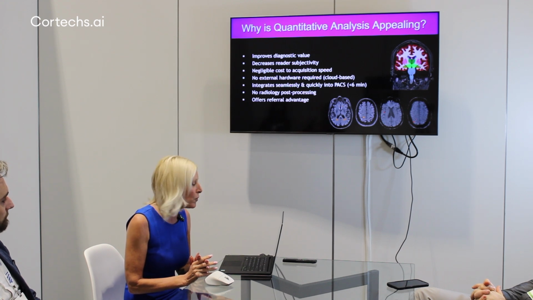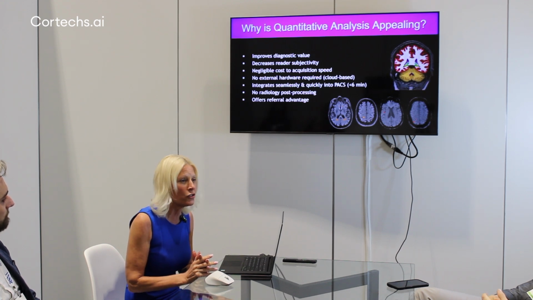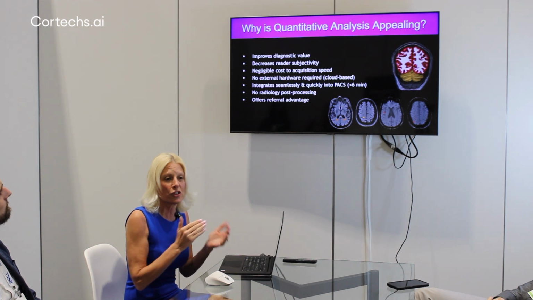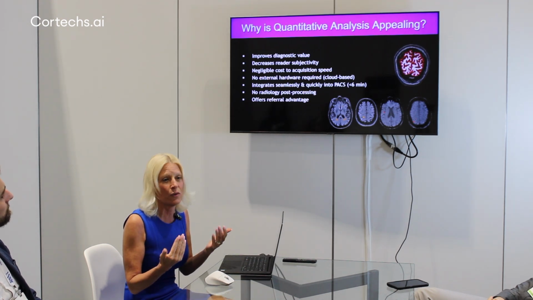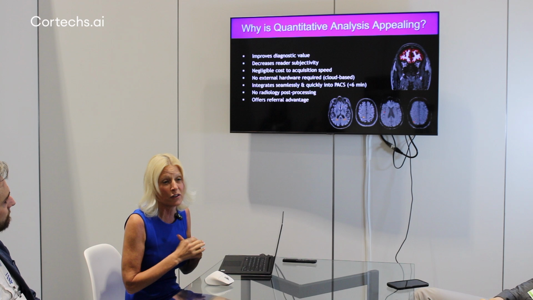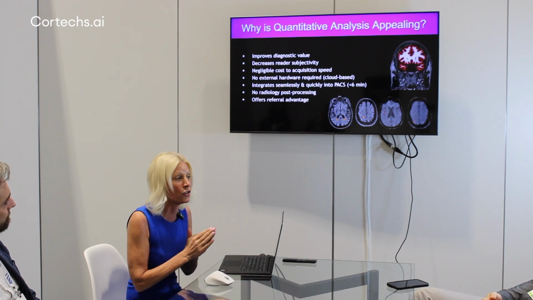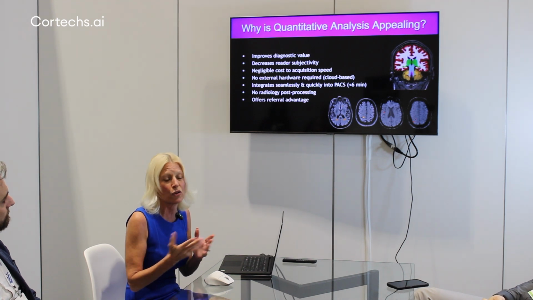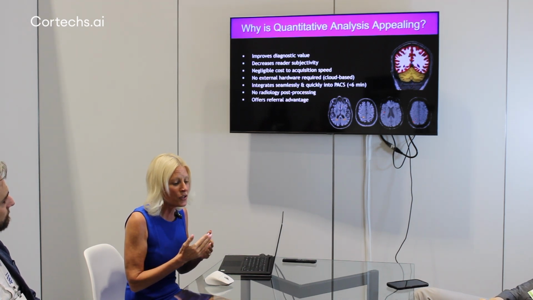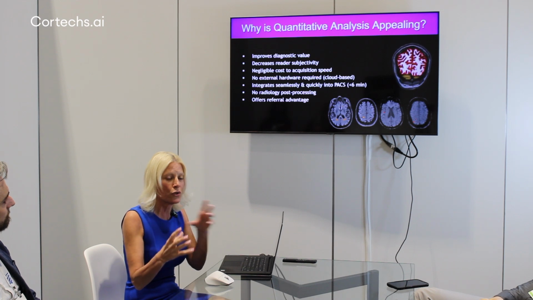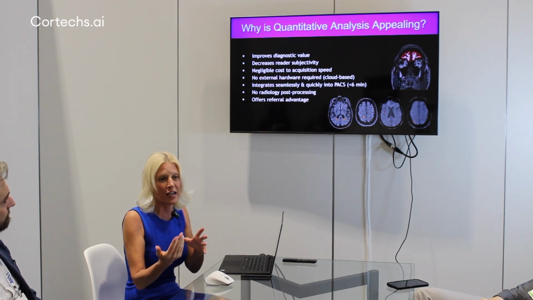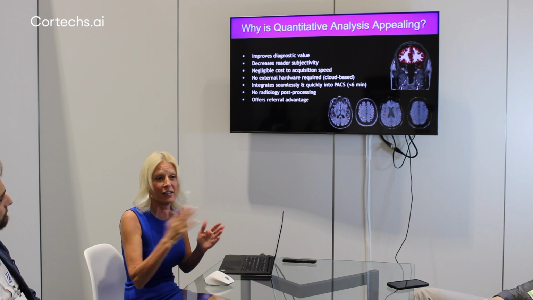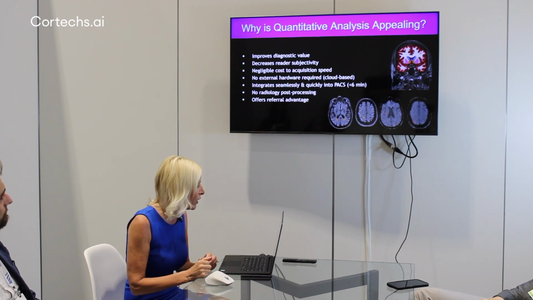It's also negligible cost to acquisition speed. So for dementia, it's just a 3D T1 input. And when we do MS, it's preferably a 3D FLAIR, although the software does take 2D FLAIR. But it really doesn't cost any extra time. So even for MS, if you use it, instead of acquiring two separate acquisitions in the sagittal and axial plane, you just do your 3D FLAIR and then reformat. So that's a great thing.